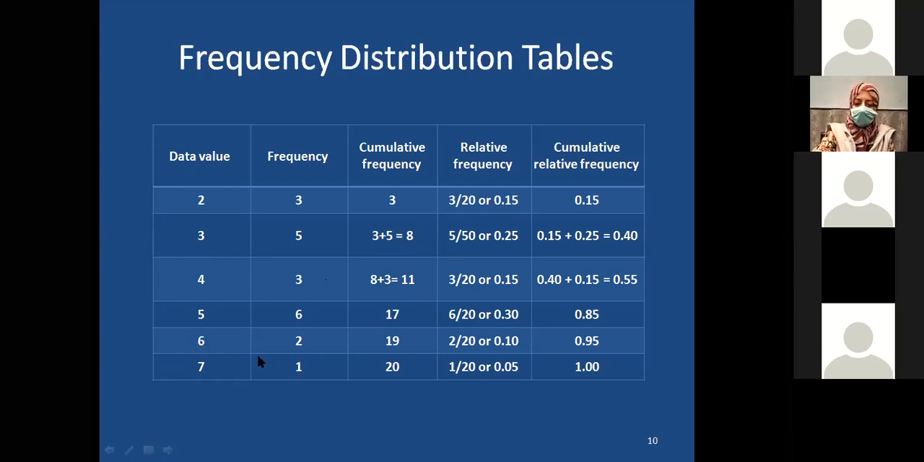Okay? So the same goes, this will be applied to all the next rows in the whole column. And then when you have the relative frequency, you divide each frequency by the total. For example, 3 divided by 20 or 0.15, 5 divided by 20 or 0.25, and then 3 divided by 20 will again give you 0.15. 6 divided by 20 or 0.30. This is the relative frequency.